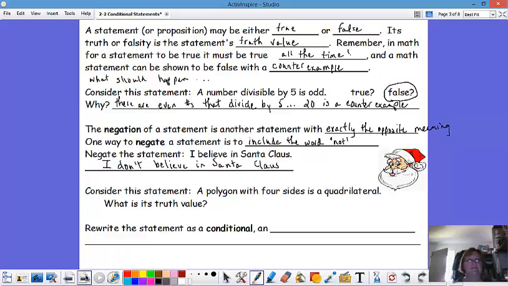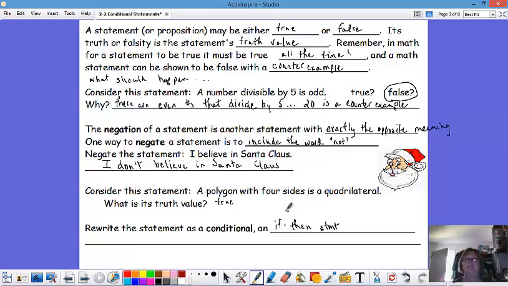All right, let's take a look at this example. A polygon with 4 sides is a quadrilateral. What's its truth value? Is that true or false? So if we have a polygon with 4 sides, does it have to be a quadrilateral? Folks, that is true, because that's exactly the definition of a quadrilateral, a polygon with 4 sides. So this says rewrite the statement as a conditional, and remember a conditional is an if-then statement. So we're supposed to take this and write it in if-then form.